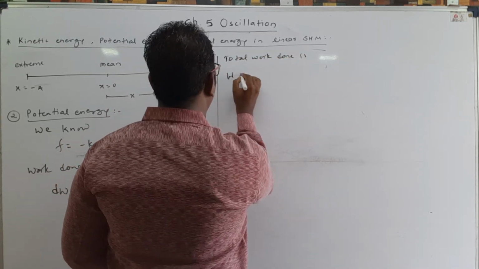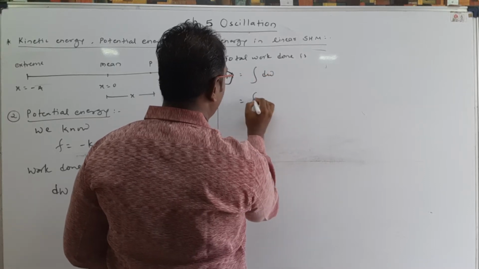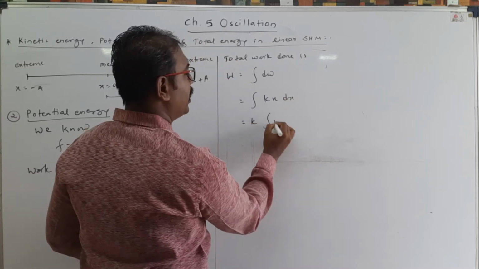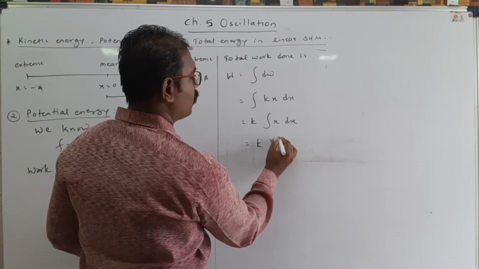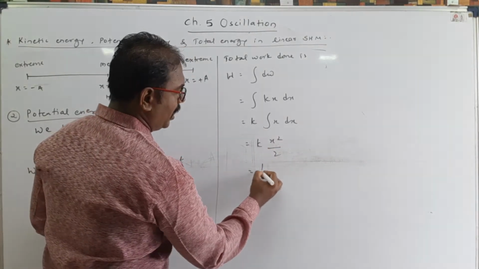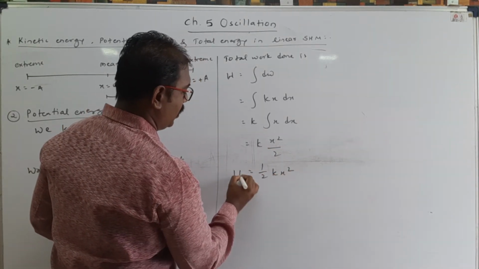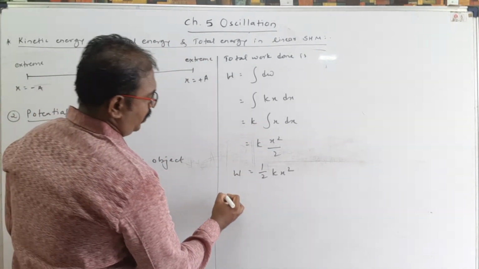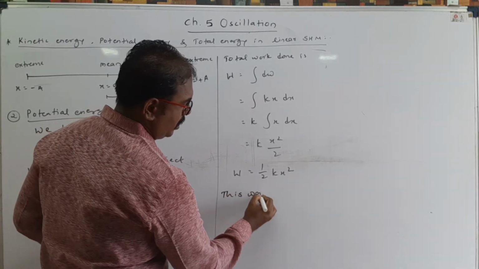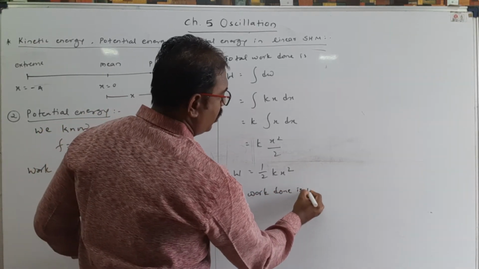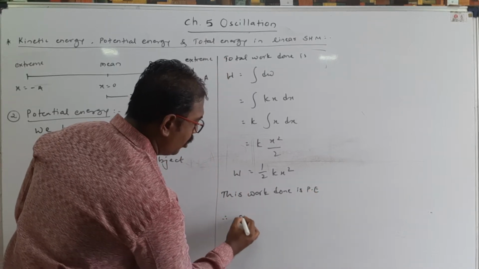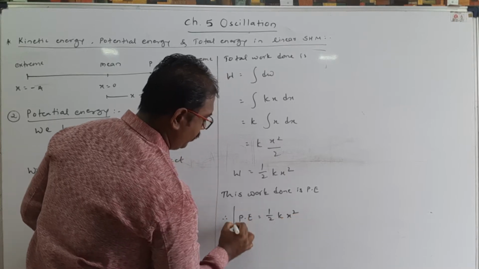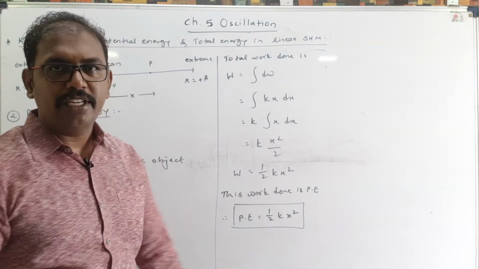Total work done is given by integration of this smaller work done. So this kx dx. K is a constant, integration of x dx is x square by 2. So we get a formula 1 by 2 kx square. This is the work done, and this work done is nothing but the potential energy. Hence I can write potential energy is equal to 1 by 2 kx square. This is the expression for potential energy.